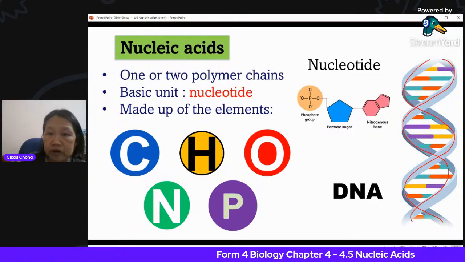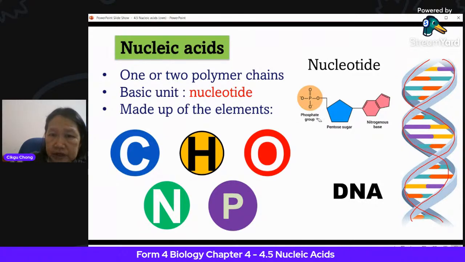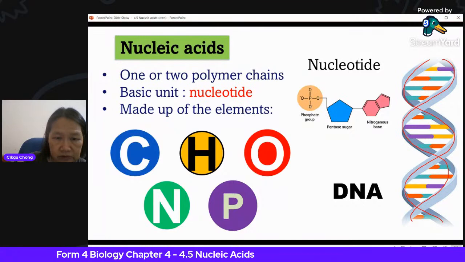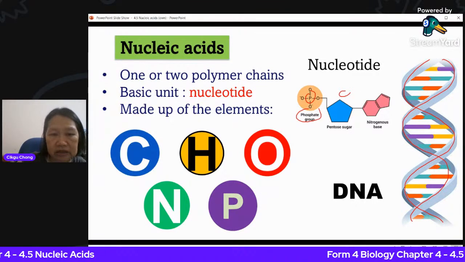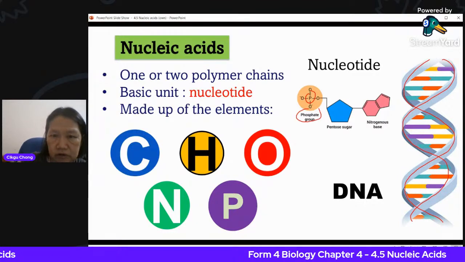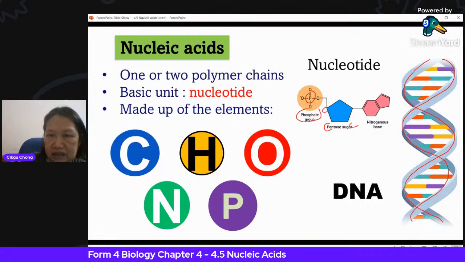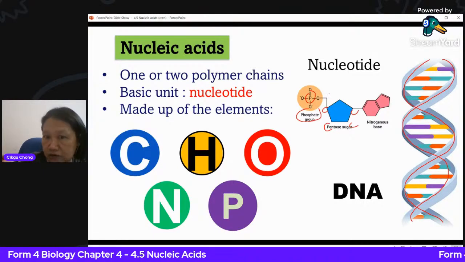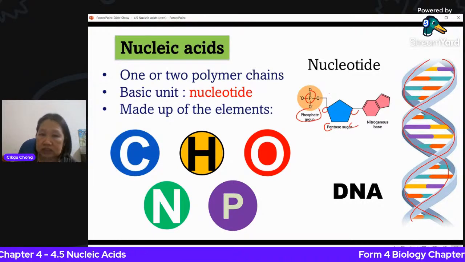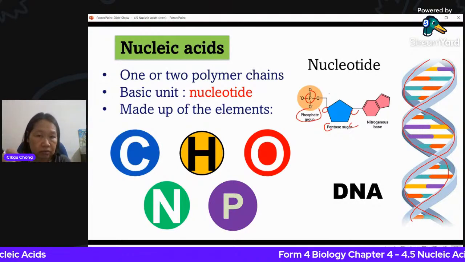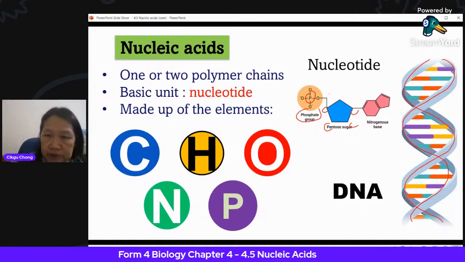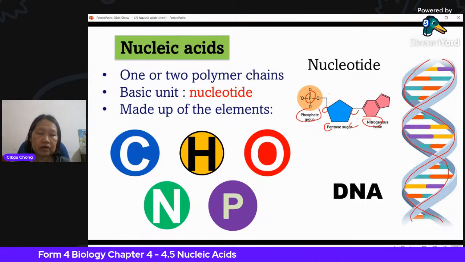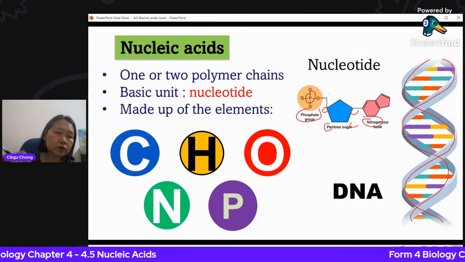For example, you see the P for phosphorus because you have a phosphate group here. You can see the P here. Then of course here we have C, and another C here, and another C over there. Then you will have oxygen and hydrogen in the molecule, and also nitrogen. Nitrogenous base means there's nitrogen there. So remember CHONP.